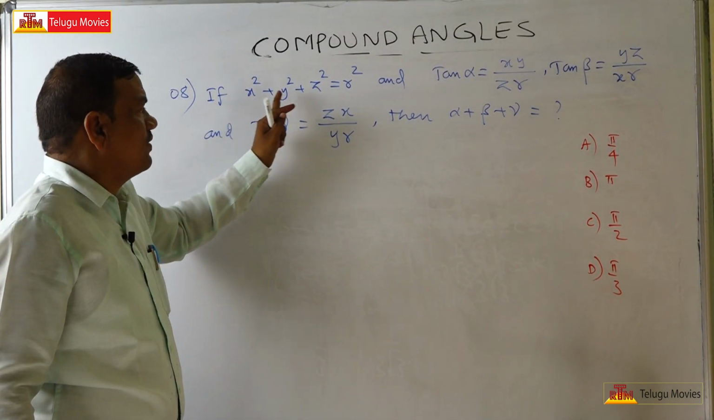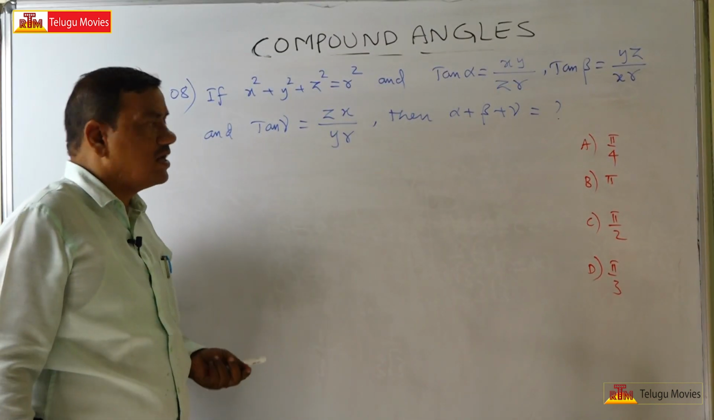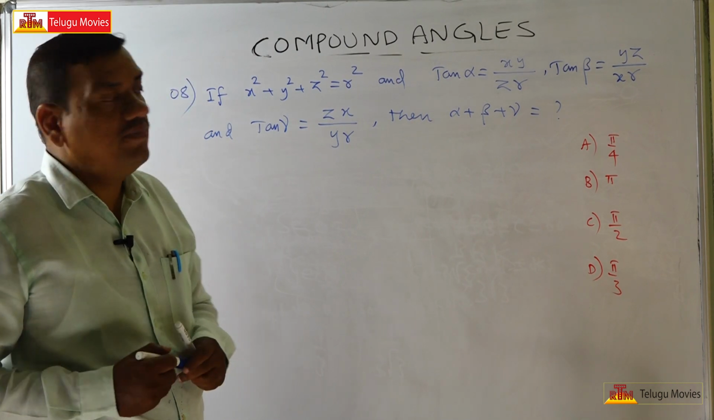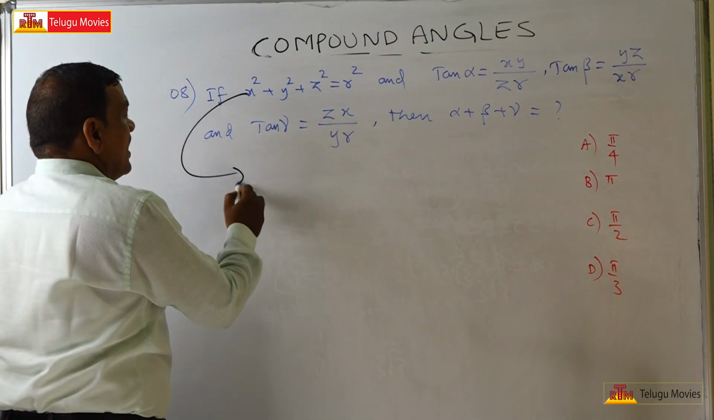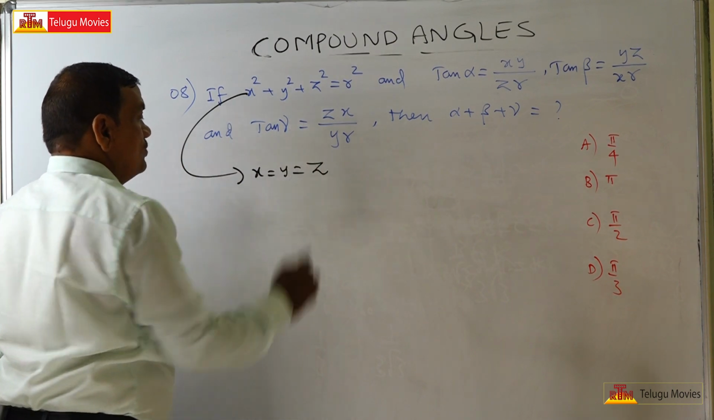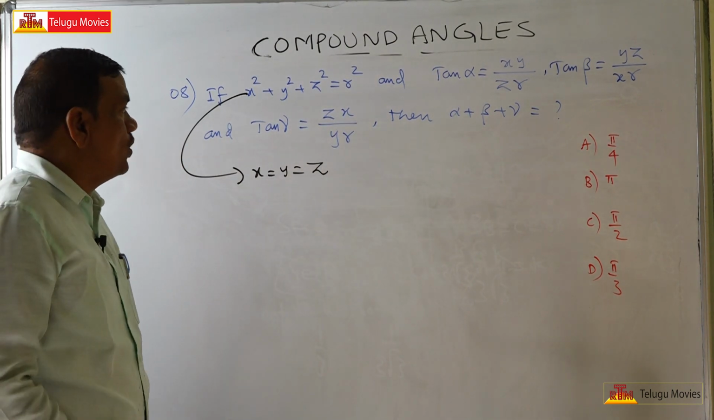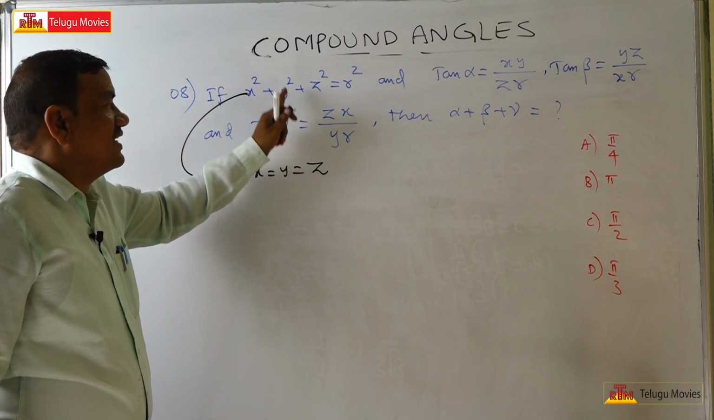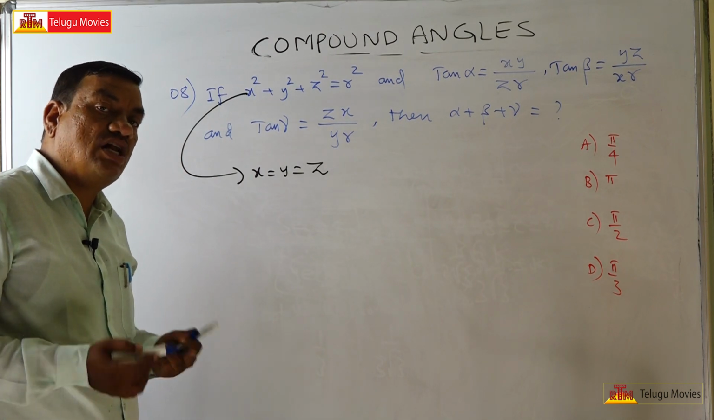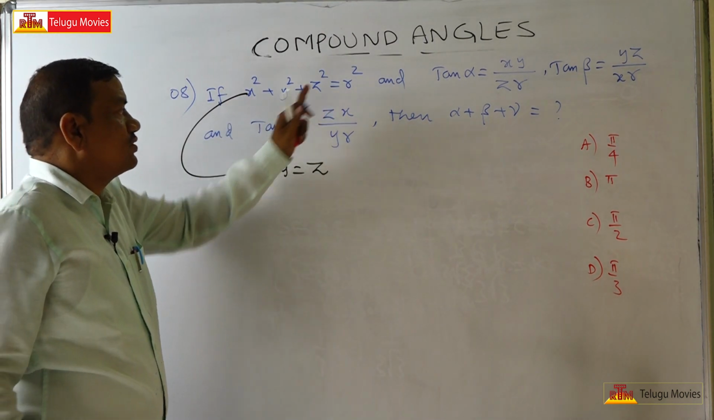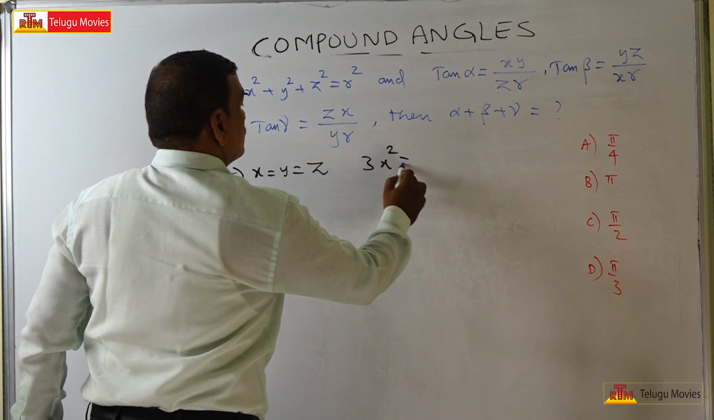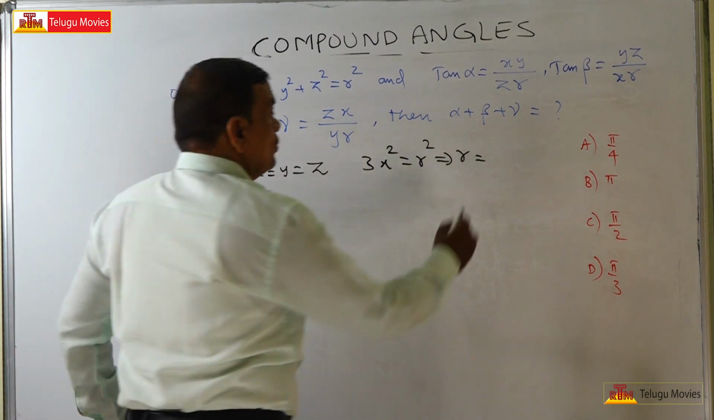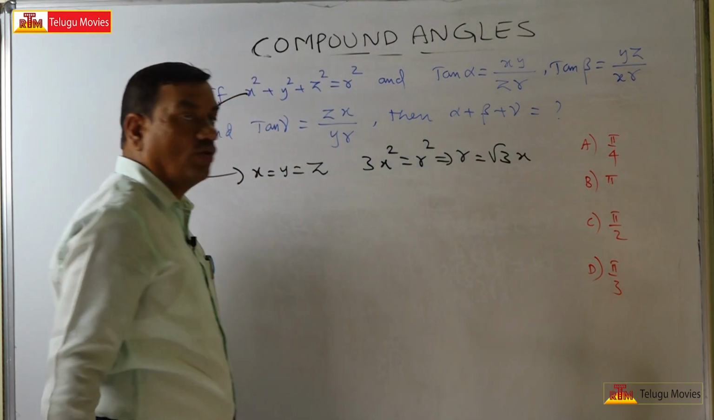He is saying that x square plus y square plus z square is equal to r square, but he is not mentioning the magnitudes of x, y, z. So that's why I will take x is equal to y is equal to z. If I take x is equal to y is equal to z, what happens? x square plus x square plus x square, in all y and z also put x, is equal to how much? 3x square is equal to r square. So r is equal to root 3 x.